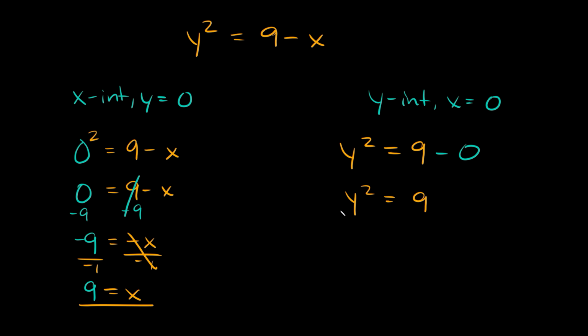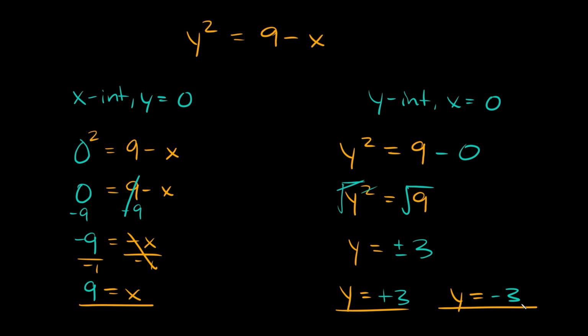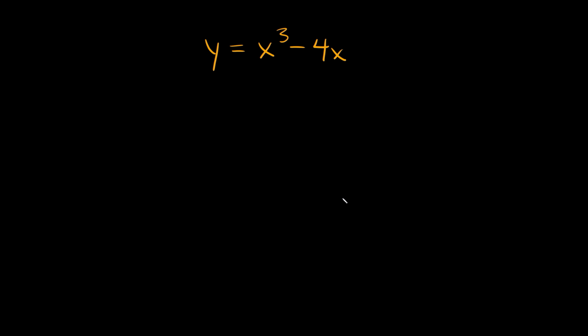So to solve for y, we need to take the square root of both sides. So then on this side, they cancel out. And we simply get that y is equal to plus or minus the square root of 9, which is 3. So here we get that y is equal to positive 3. And we get that y is equal to negative 3, all right? 2 intercepts.